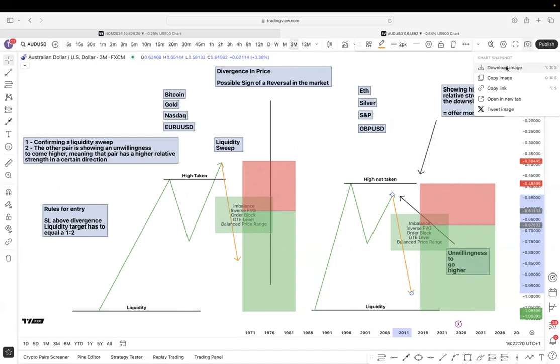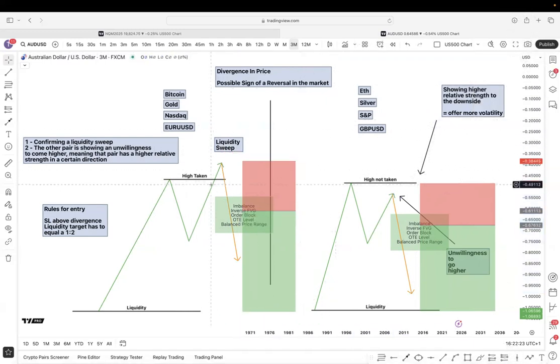So this is an example of the divergence that we're going to look to basically utilize in price. Now, where we find divergence is going to be for another lesson.